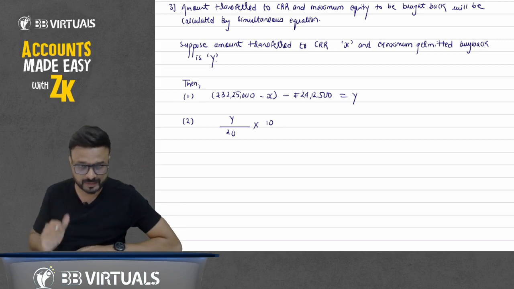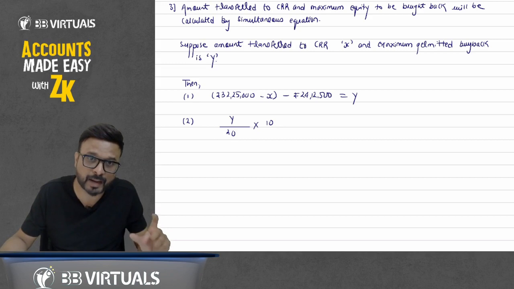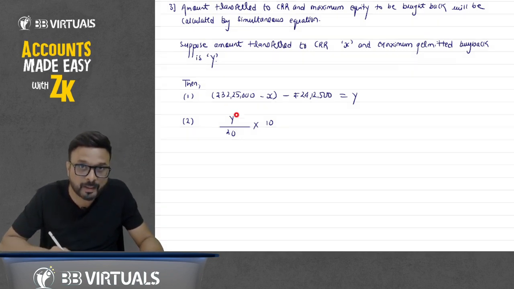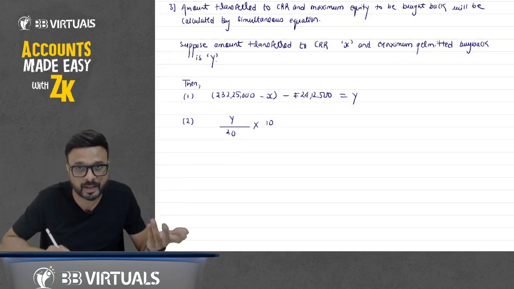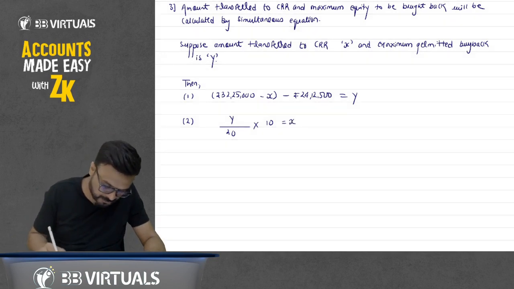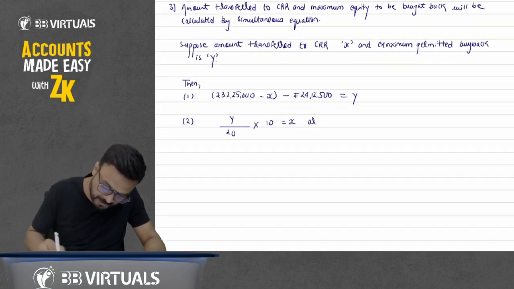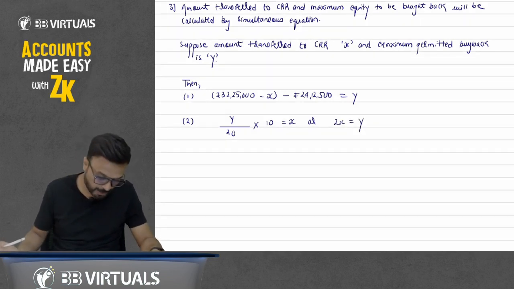So what do we transfer to CRR? We transfer the face value of the shares bought back. This is the total amount of buyback divided by the amount we are paying per share, which gives the number of shares for buyback. Now multiply by face value, then the amount of CRR will come. We call it X, or I can say 2x equals Y. 2x equals Y. Okay.